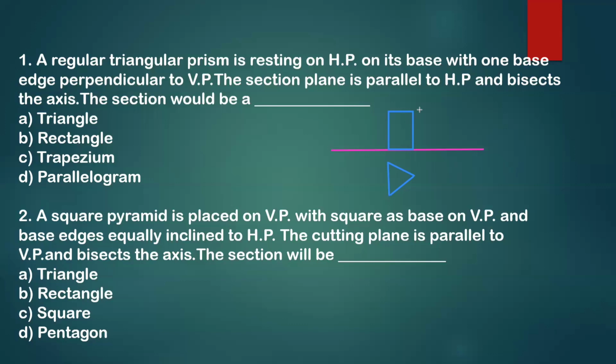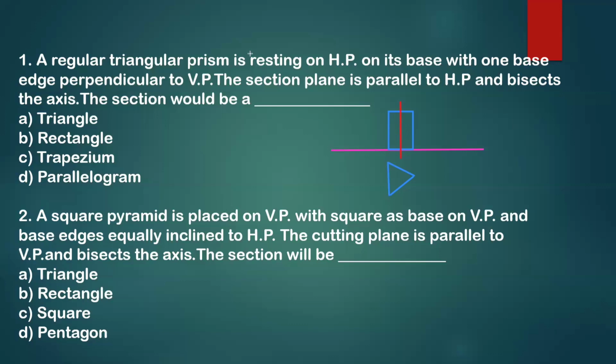Now next, let's see the section plane. This section plane is parallel to HP and bisects the axis. So we'll draw the axis here. Actually, the axis we show by a chain line just for reference purposes, so I'm drawing it using a continuous line.